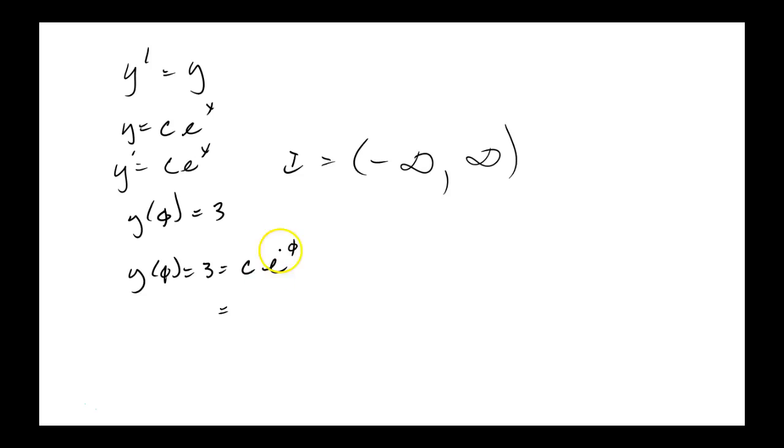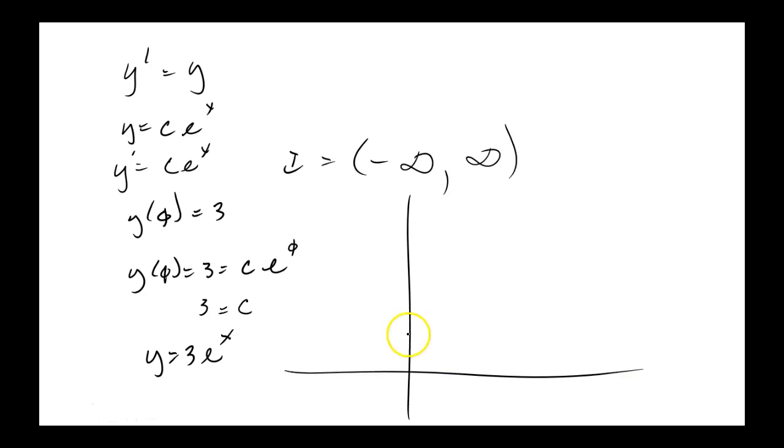e to the 0 is 1, of course. So then you have c is equal to 3. Now you know your exact solution, y is equal to 3e to the x, and you can draw the graph of that. At x equals 0, y is not 1, but 3. There's your value, and then the function goes like this.